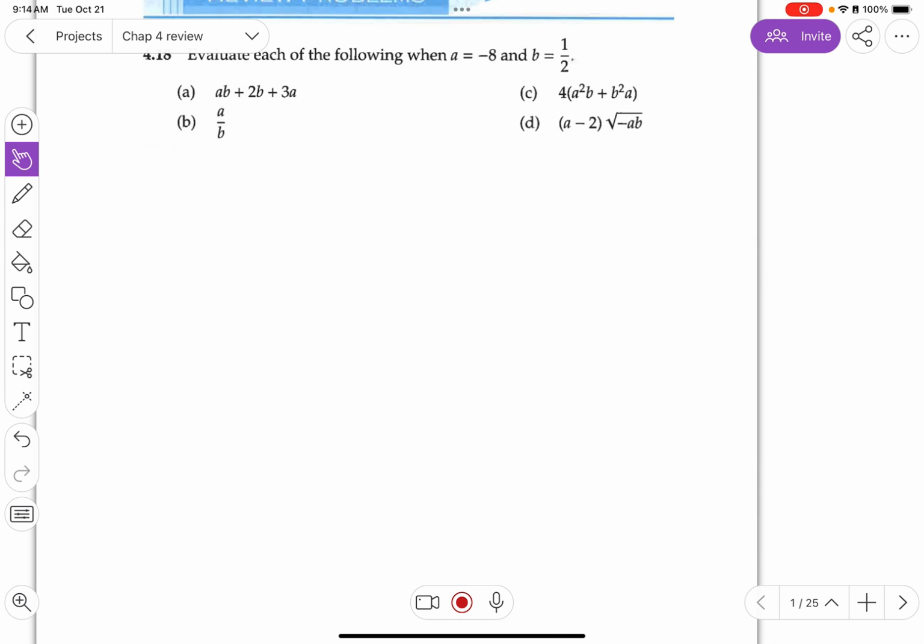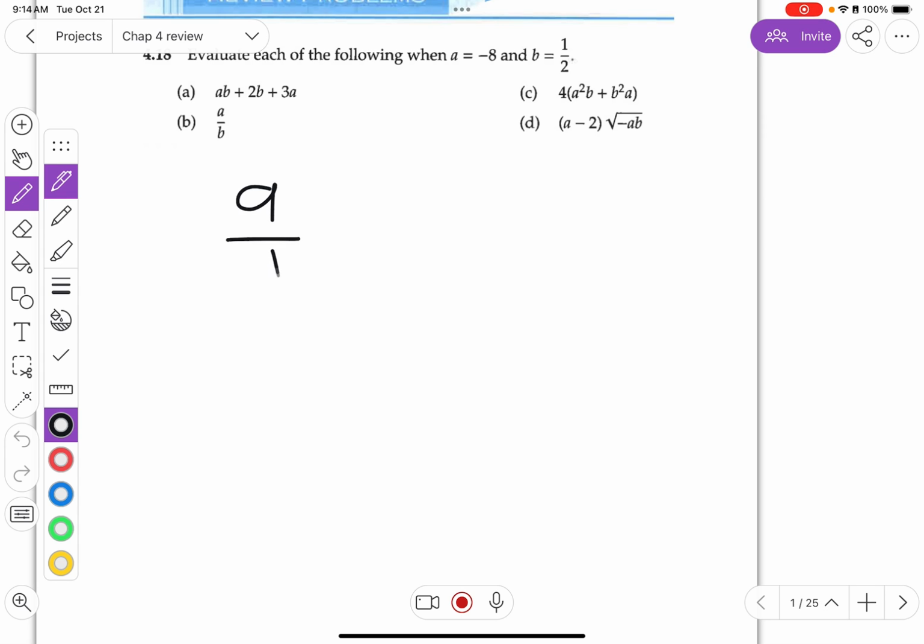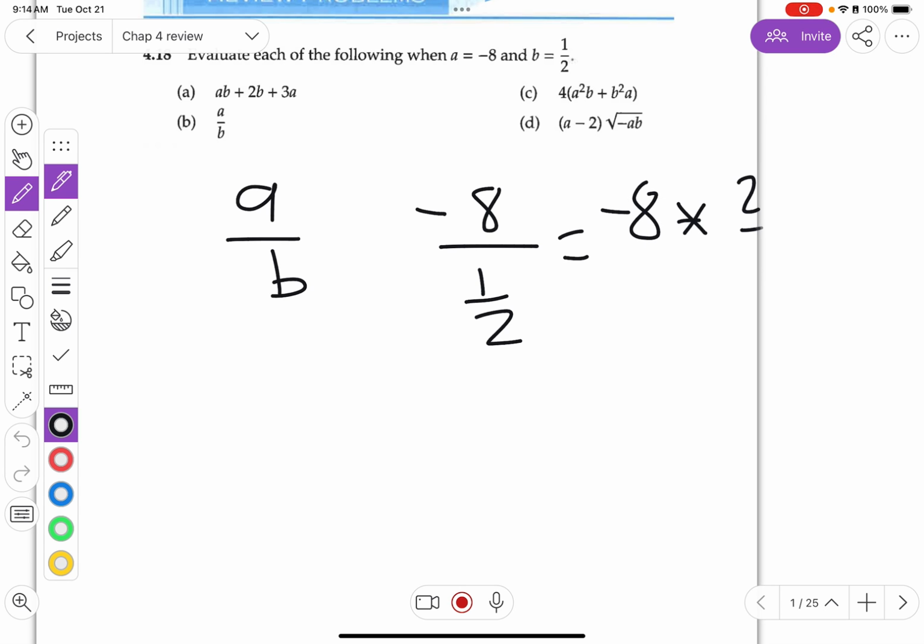Next one, A over B. So we have minus 8 over 1/2. So this is as if you have some negative pizzas, and you divide them into 1/2 portions. So you get 2 portions per pizza. So in other words, division is the same as multiplication by the reciprocal. So it equals minus 16.